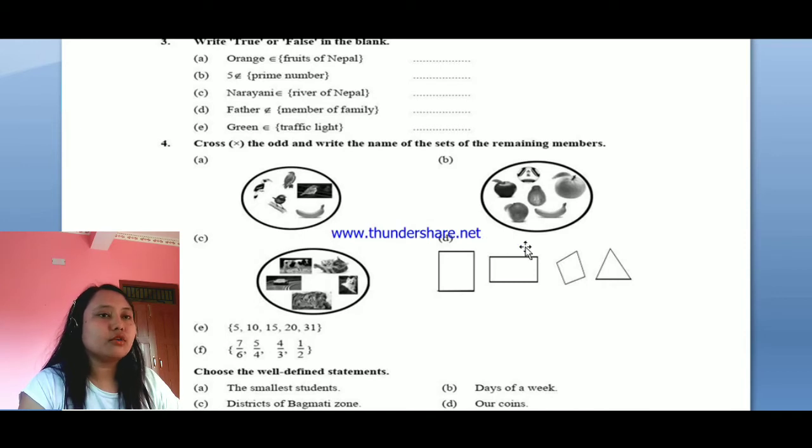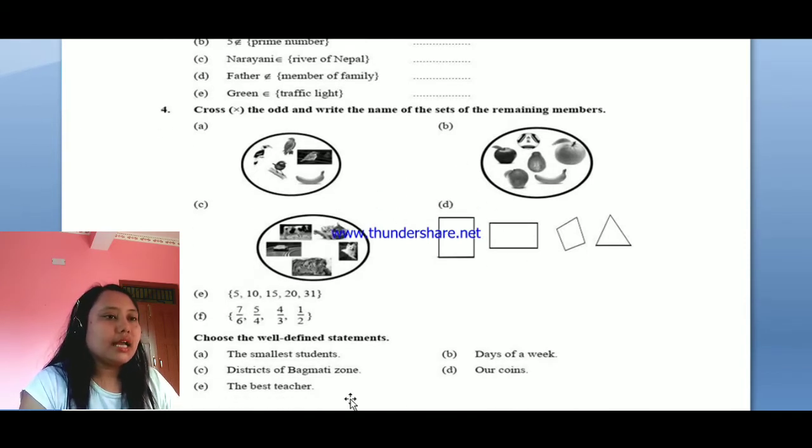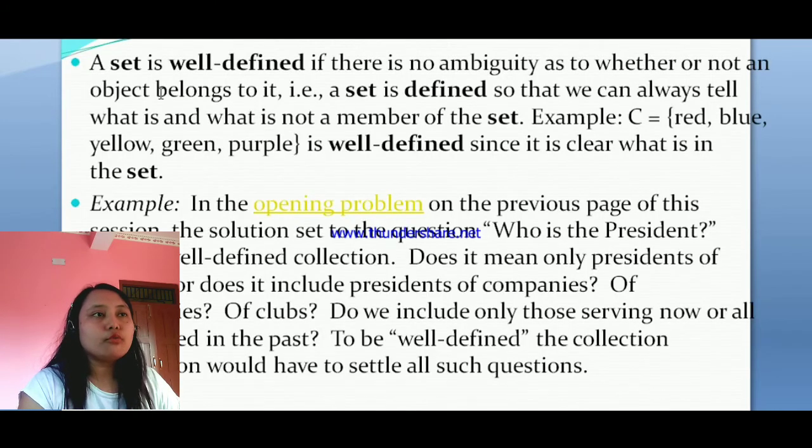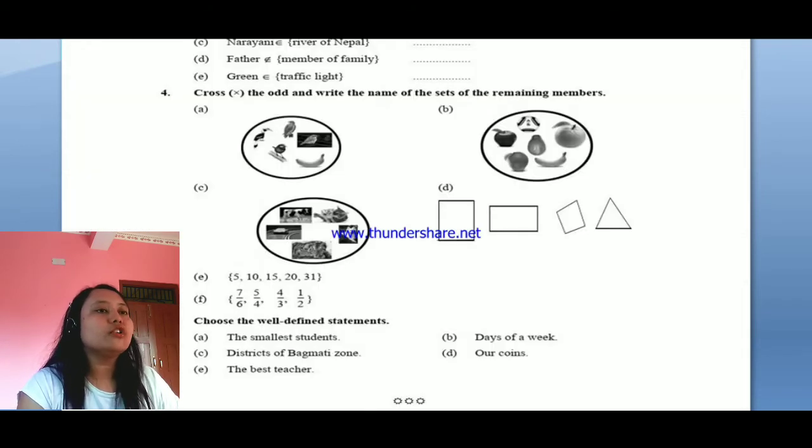Similarly, you will do this question B also. The next question is choose the well-defined statements. What does that mean? Just now we said that a set is well defined if there is no ambiguity, if there is no doubt, then we call it a clear question or a non-ambiguous question. So now we have to choose only the well-defined statements here.